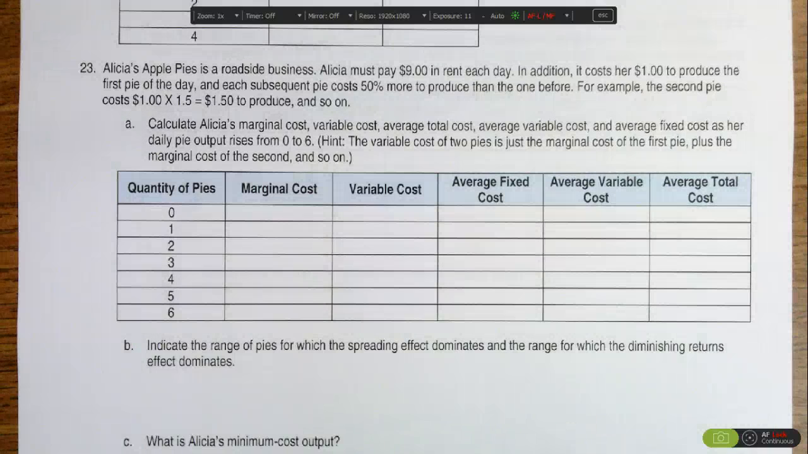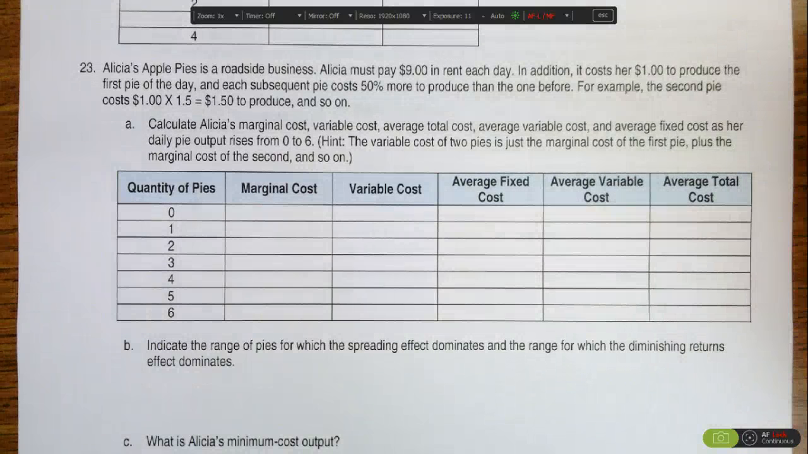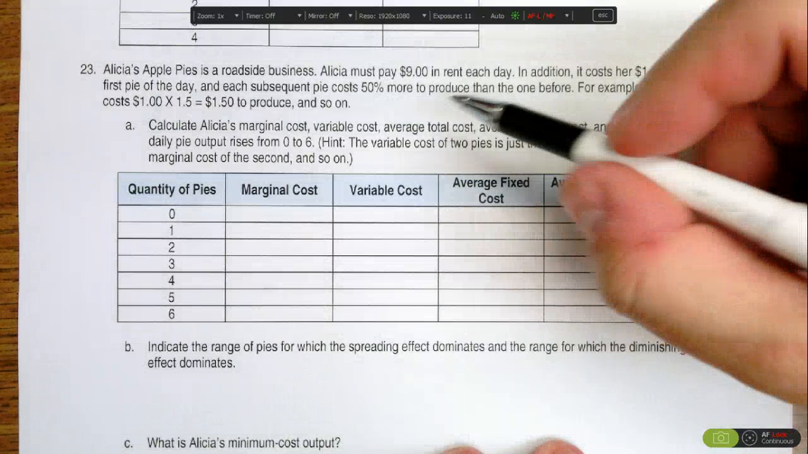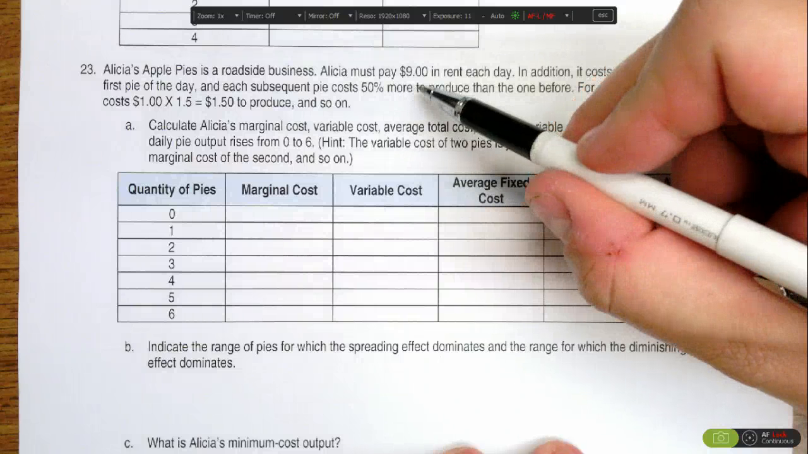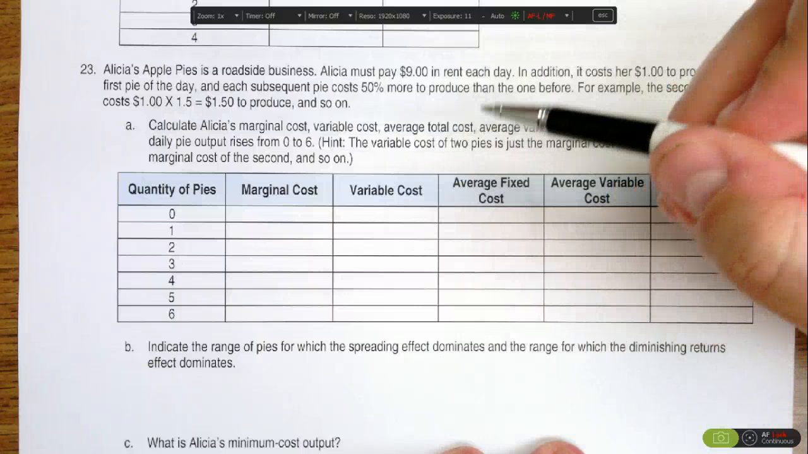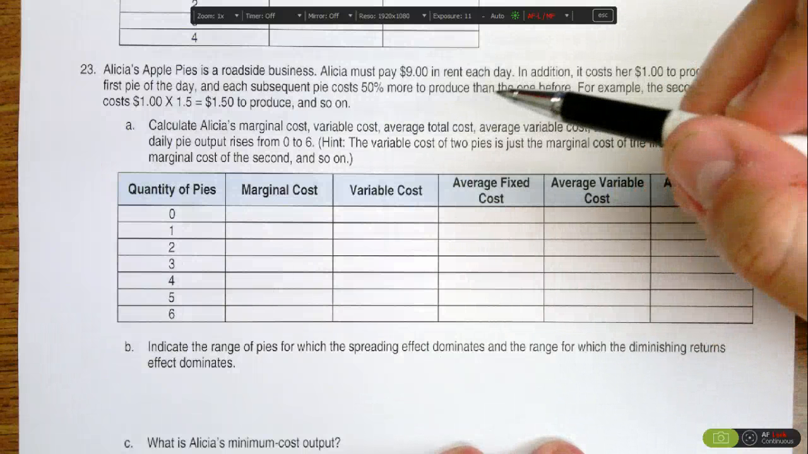All right, this portion of the question is asking us to calculate a number of different cost figures. Some of these are a little easier than others. Average fixed cost is relatively easy. We know that Alicia pays $9 in rent each day. It doesn't matter whether she sells pies or not. That cost doesn't change with quantity, so that's a fixed cost.